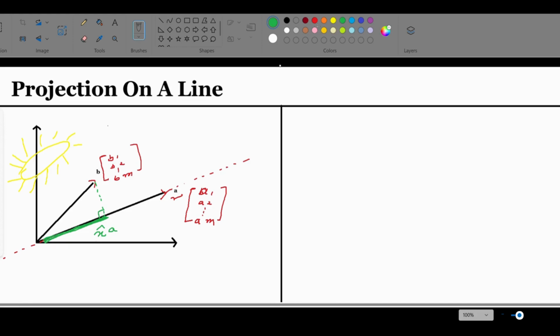Now, this x cap is a scalar value and it mainly represents the proportion of A that this projection of B is equal to. Now, let's have a look at this perpendicular line and let's call it E, or the error, or the difference between B and its projection vector. So, E is equal to B minus x cap A.